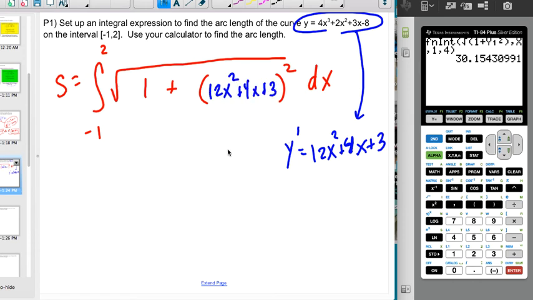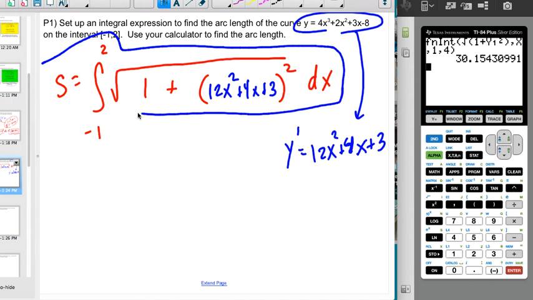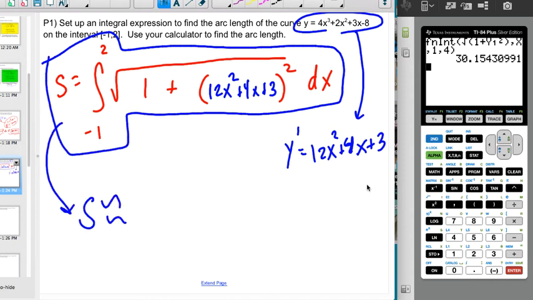You're not distributing this. You're not cleaning it up. There is no incentive on the planet to do so. This is what they need to see. And then you were told to use your calculator to find the value. So then you're going to say, cool, so S is approximately a thing.